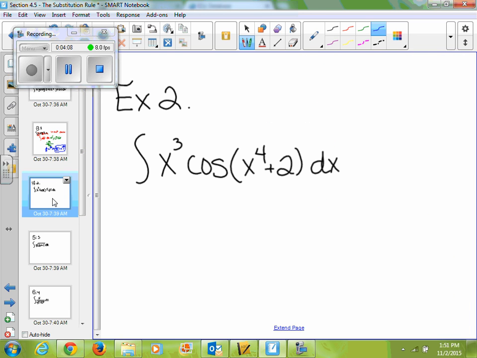Okay, so let's look then at example 2. I'm given the integral x cubed cosine of x to the 4th plus 2 dx. What do you guys think I should let u equal? If you had to guess, what would u be? The x to the 4th plus 2. Very good. So if I differentiate u, what is the derivative of u? Four x cubed, very good.